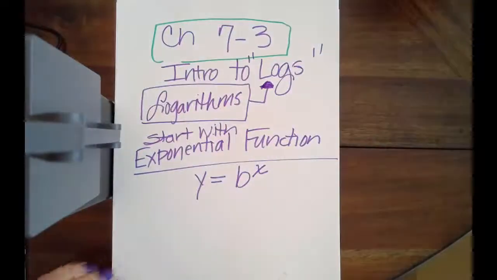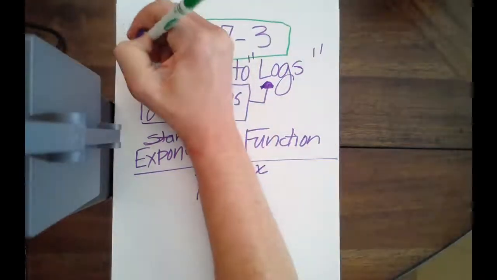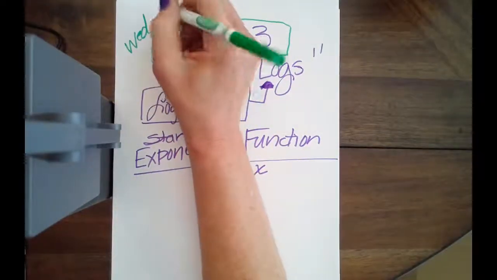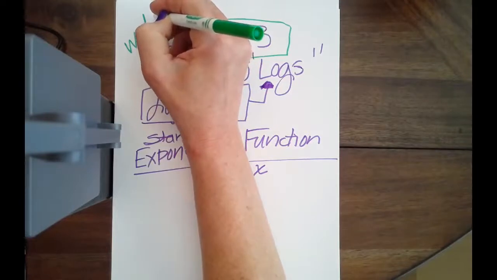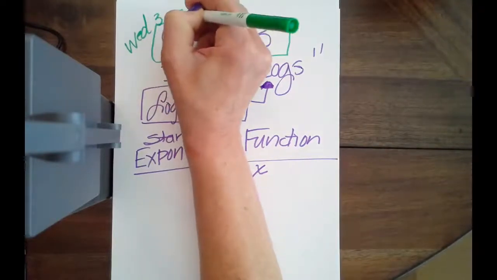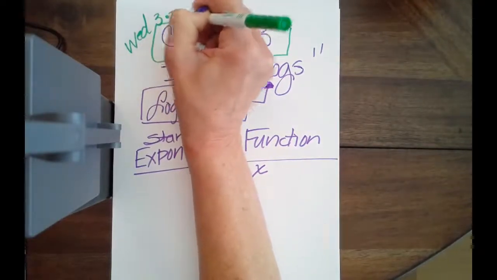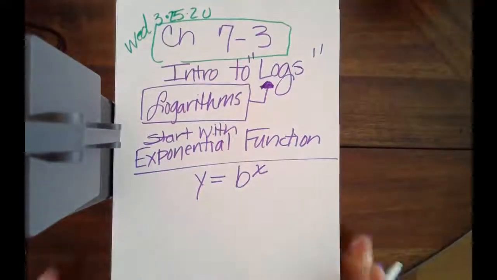Okay, and we've covered exponential functions. We've covered how to graph them, how to solve exponential equations, how to solve growth and decay problems, mostly growth with money and compounding interest. We covered that yesterday. So this is for Wednesday, and that will be March the 25th. All right, and that's what lesson we're on today.